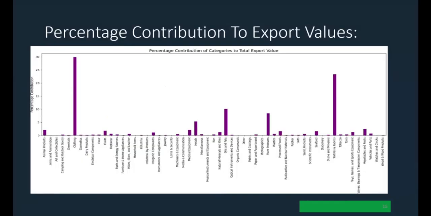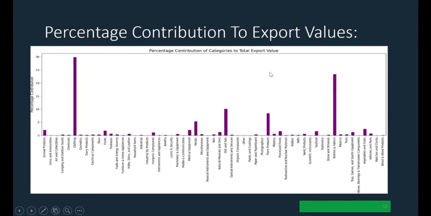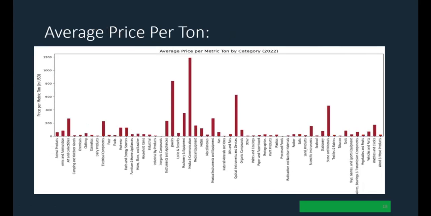So here are the percentages of the export values, in which we can see that clothing is the topmost in values, and here we can see that the plant products are the topmost in quantity. So these two tables are representing the percentages of the values and the quantities. And this graph is showing me the price per ton of every product.